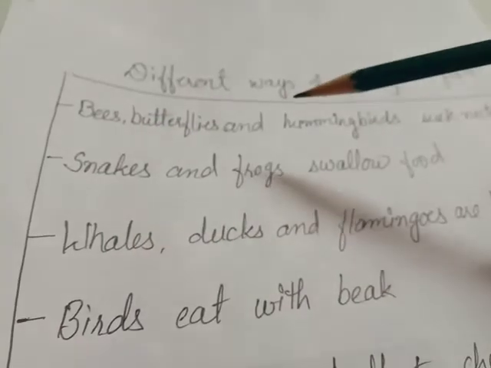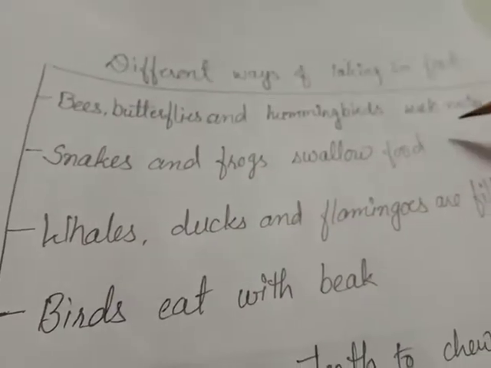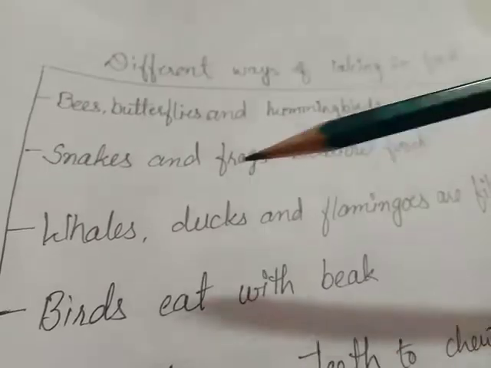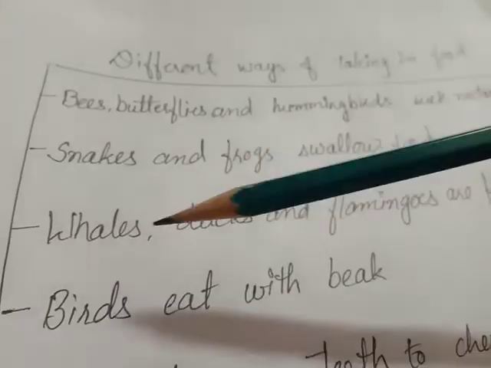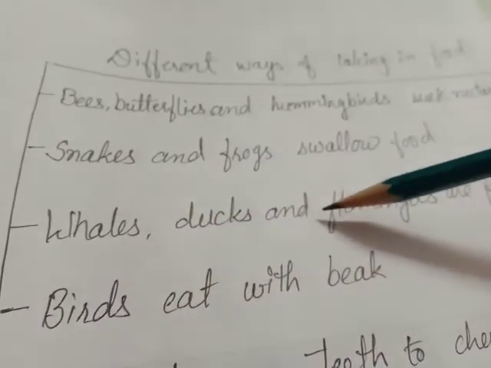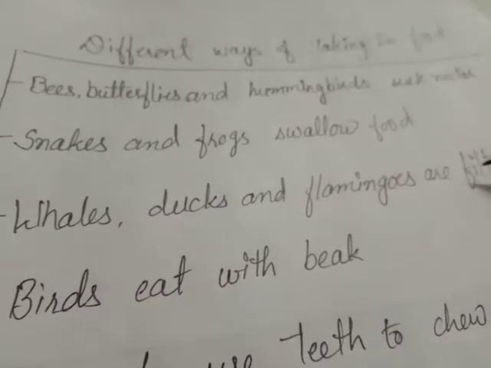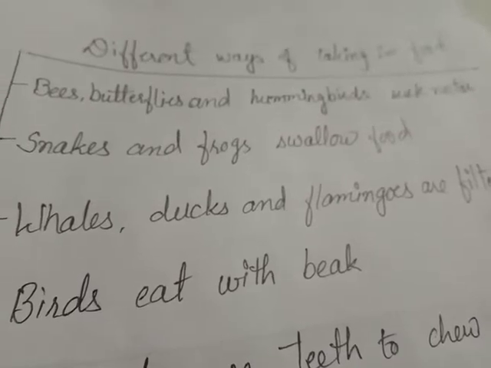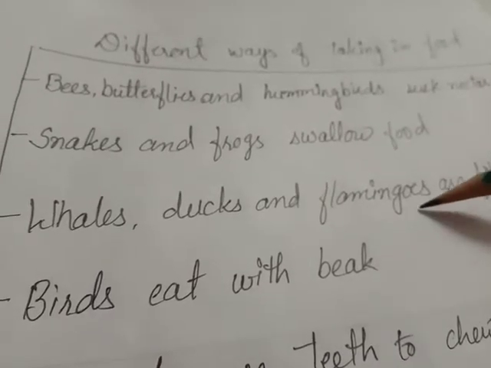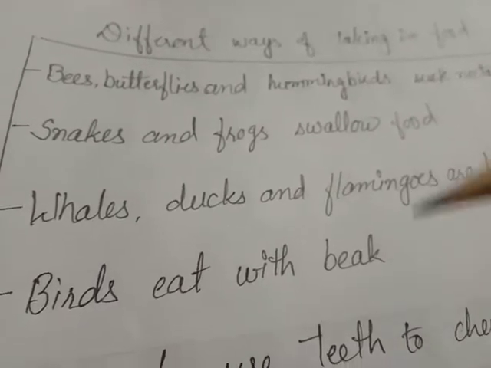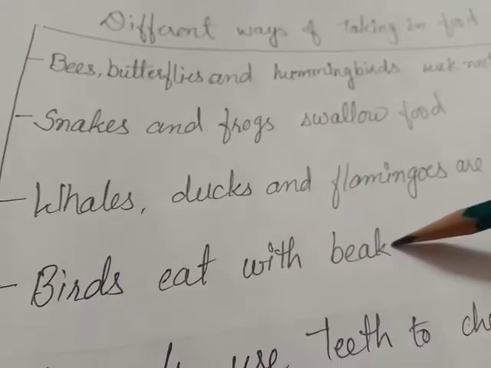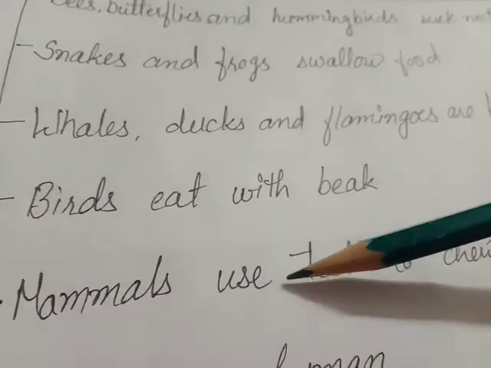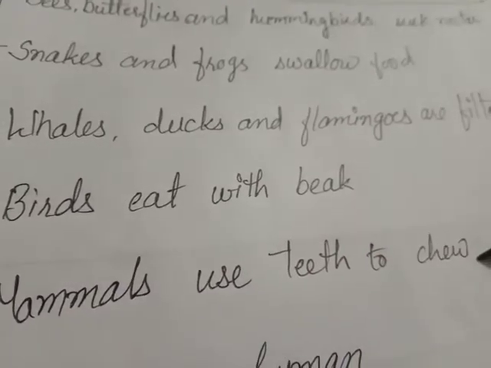Butterflies and hummingbirds suck the nectar from flowers, while snakes and frogs swallow the food. Whales, ducks and flamingos are filter feeders. It means they obtain their food from seawater. Birds eat with a beak. Mammals use teeth to chew.